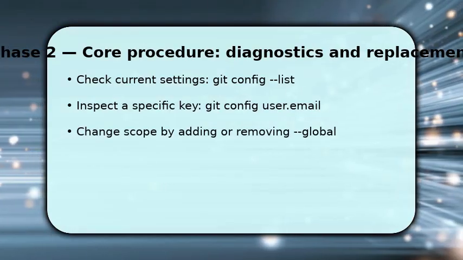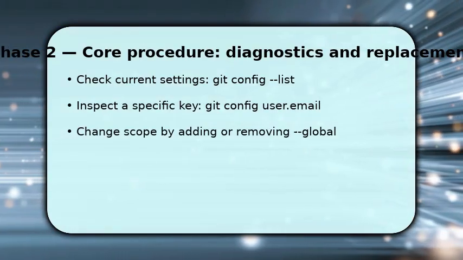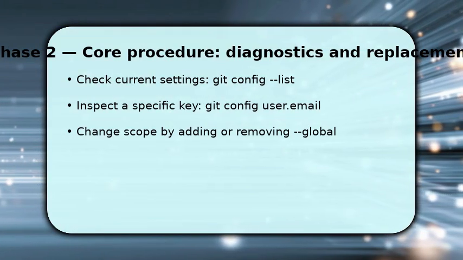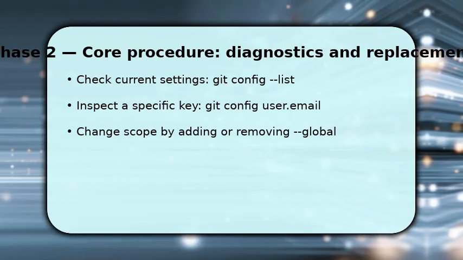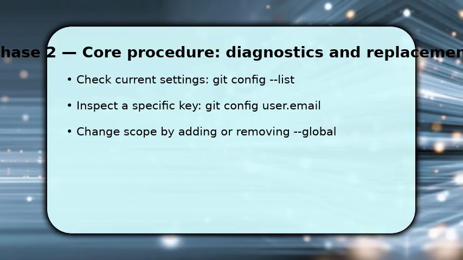Once done, verify your settings with git config --list to view all keys. Make sure user.name and user.email appear as expected. If you need to inspect one value, run git config user.email to print it.